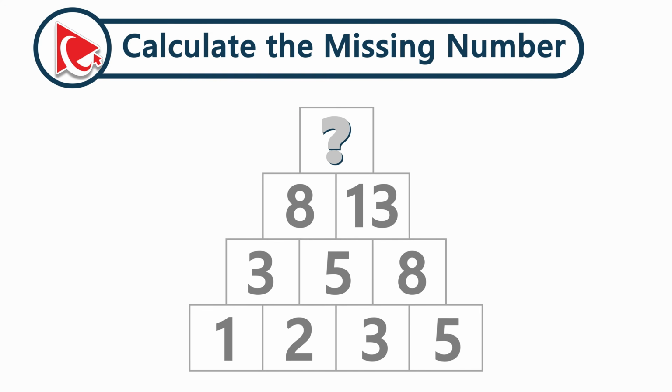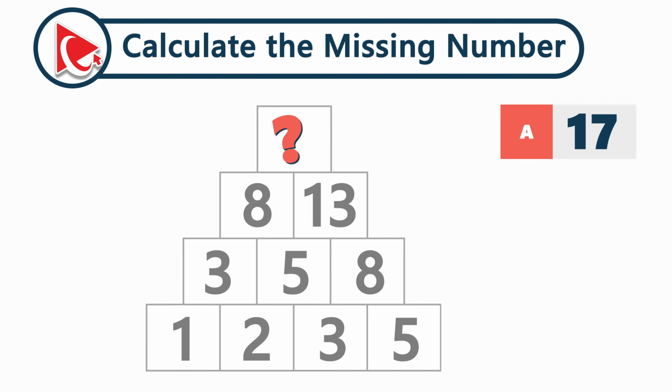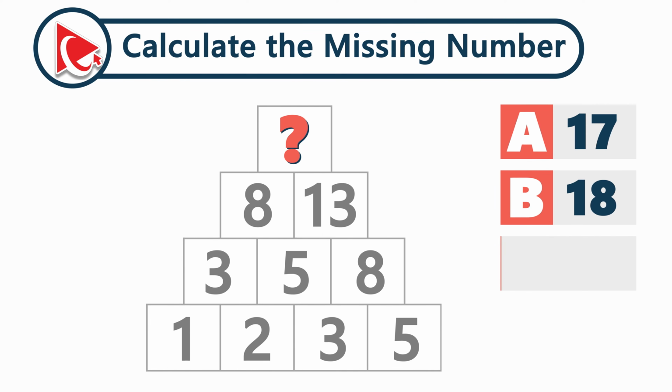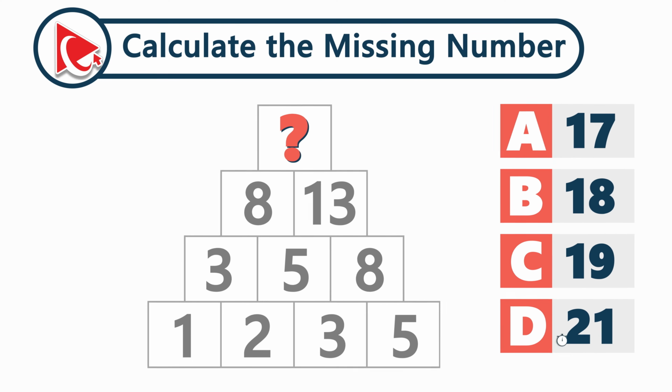Consider this amazing pyramid. In the top row, it has numbers 8 and 13. And the bottom row has numbers 1, 2, 3, and 5. Your goal is to calculate the missing number on the top, and your choices for the answers are A, 17, B, 18, C, 19, or D, 21. Can you solve it on your own and choose the right answer?